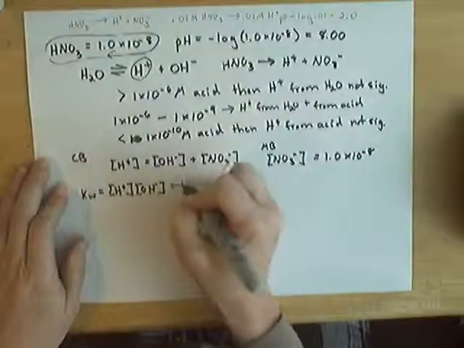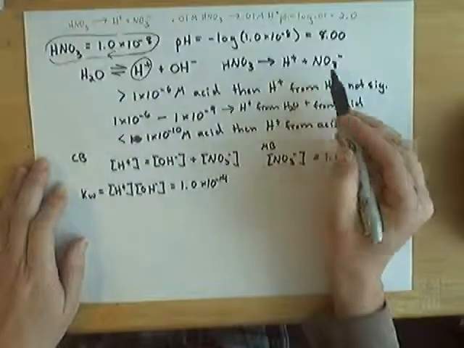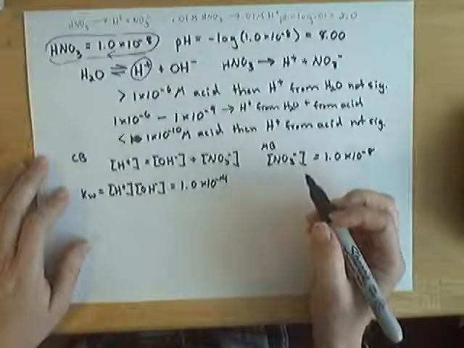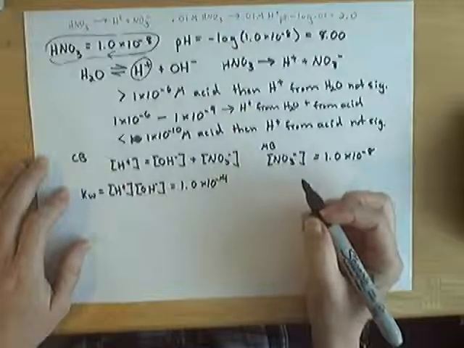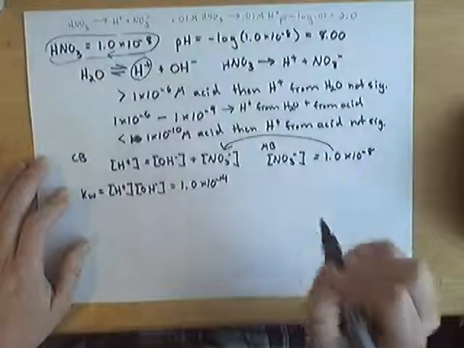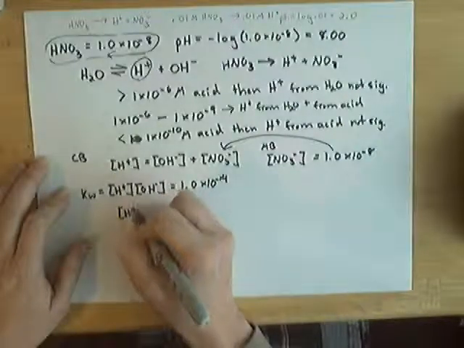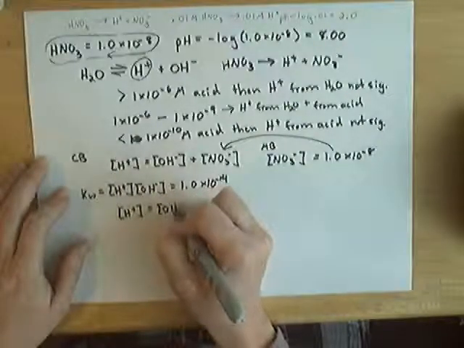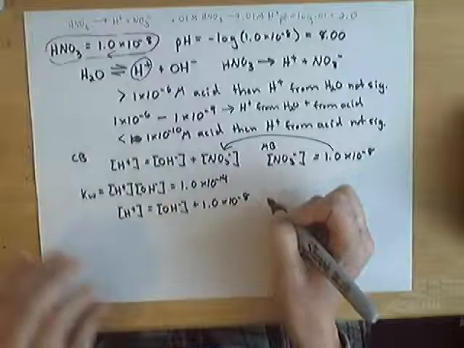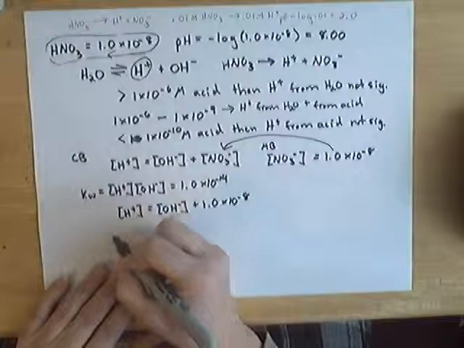All right, and we know that's equal to 1.0 times 10 to the negative 14th. This goes to completion, so we don't write an equilibrium expression for it. All right, so now to solve this, first of all, I'm going to substitute that value in for the nitrate in my charge balance. So my charge balance can be rewritten as OH minus plus the concentration of nitrate. And then I'm going to rearrange my charge balance to get OH minus by itself.